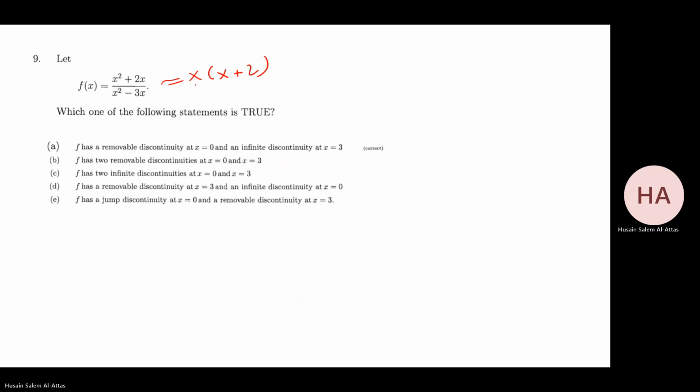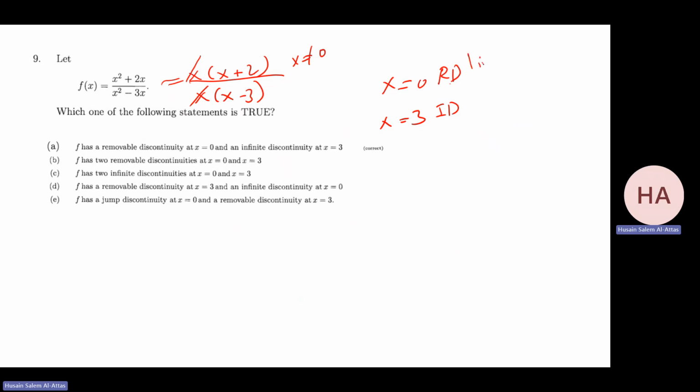I think we did something similar, but let us do it again. (x plus 2) over (x minus 3). This is cancelled, that x not equal to 0. So I have x equals 0, x equals 3. Here we have removable, and here we have infinite discontinuity. Removable, why? If we take the limit as it goes to 0, you have (x plus 2) over (x minus 3), which is minus 2 over 3. Here I have the limit as it goes to 3 from the right, (x minus 2) over (x minus 3). It's positive here, positive here, so it will be plus infinity. So I have one removable at x equals 0 and one infinite at x equals 3.